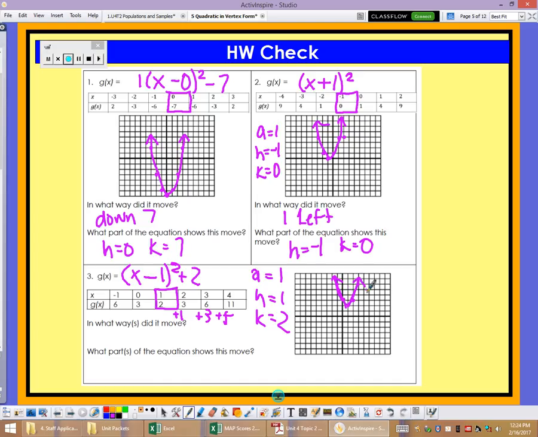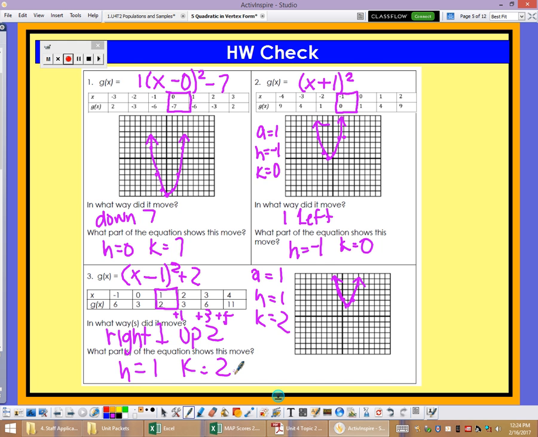What ways did it move? It moved. No, I don't agree with that. It moved to the right 1, up 2. And what shows that? The H value of 1 and the K value of 2. Not hard to do, not difficult.